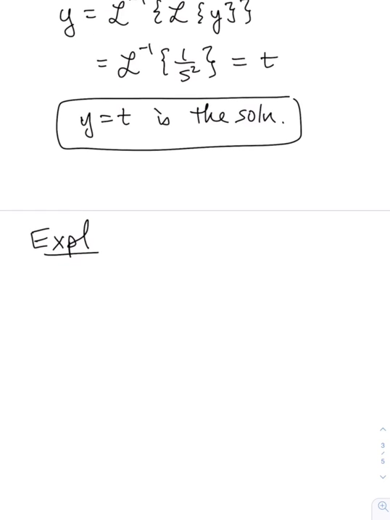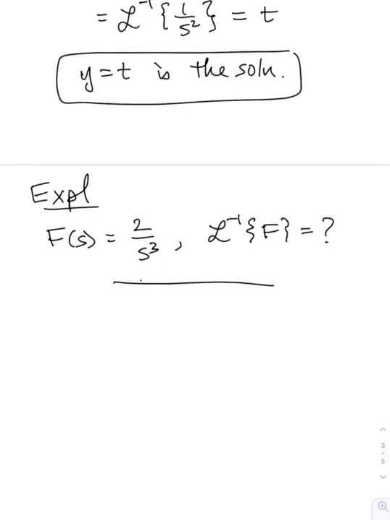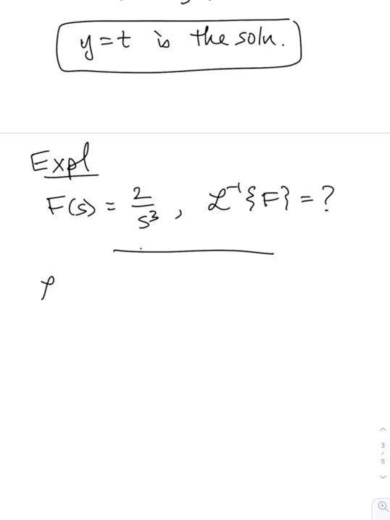Our first example, let's say capital F of s is 2 over s cubed, and we want to know the inverse Laplace transform of that. Let's just write it out here. We still want to use the table, but we want to make the thing inside the curly brackets look like something from the table.